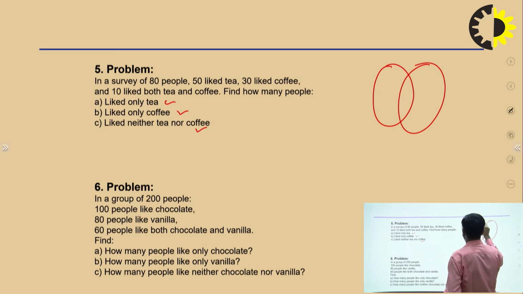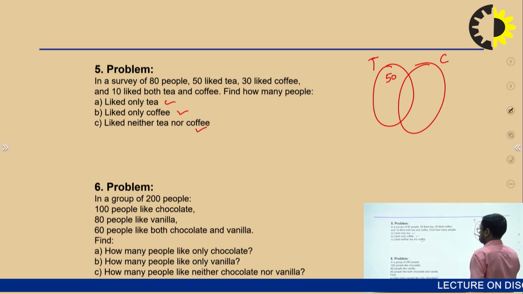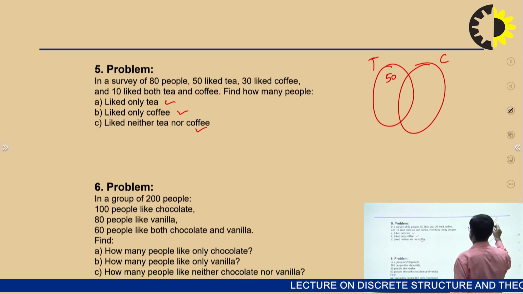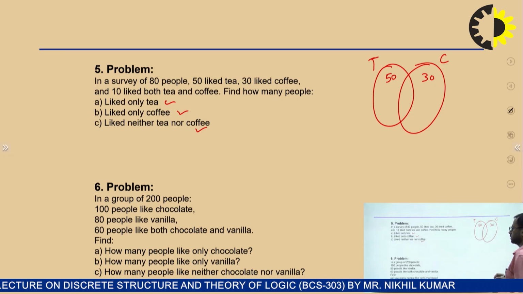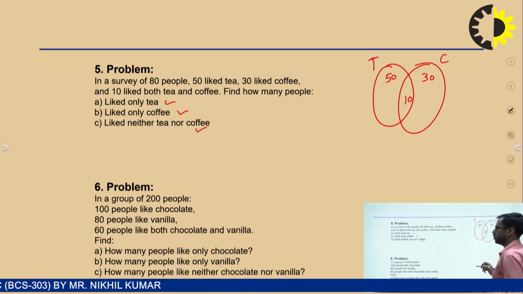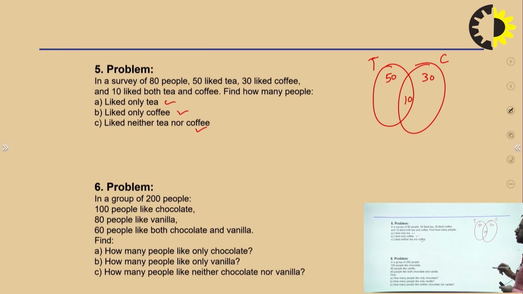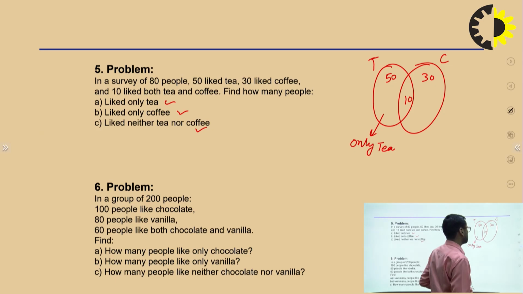These are the persons who like tea, and this one is who like coffee. So 50 like tea and 30 like coffee, and 10 like both tea and coffee. That means these elements choose both tea and coffee. Find how many pupils like only tea. So in that particular case, how many students are there who like only tea? That means 50 minus 10, that means 40.